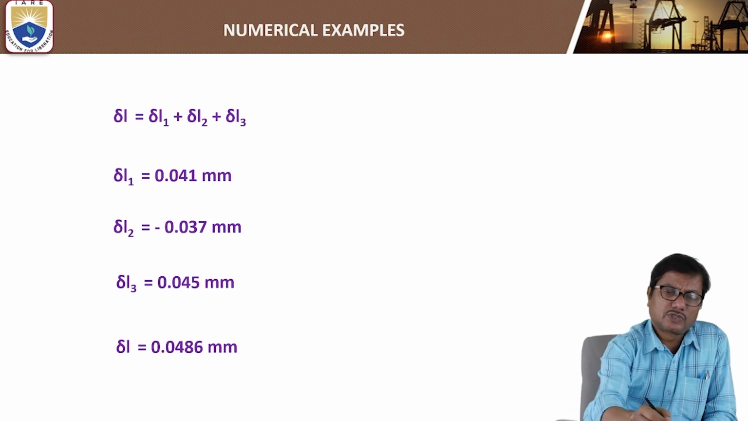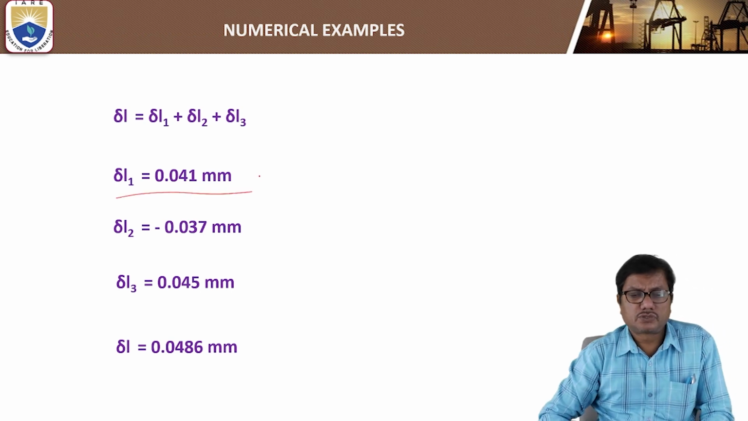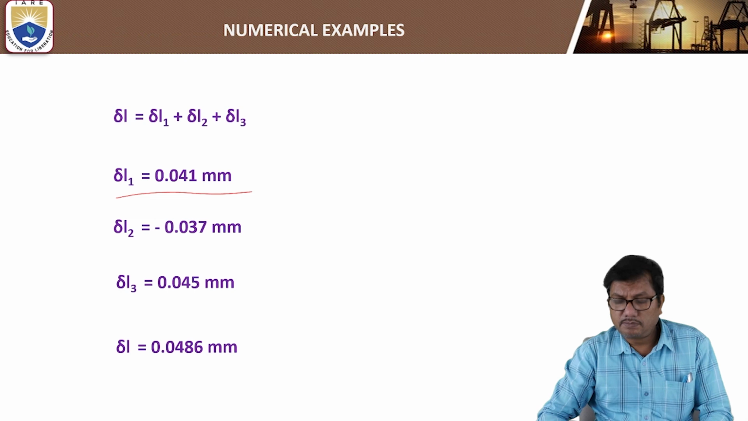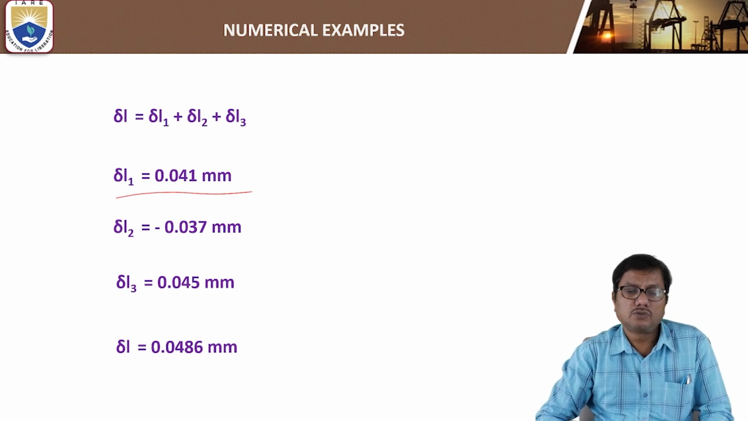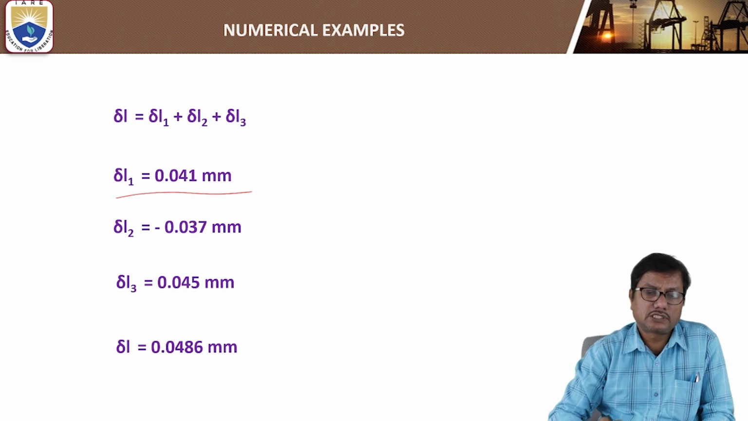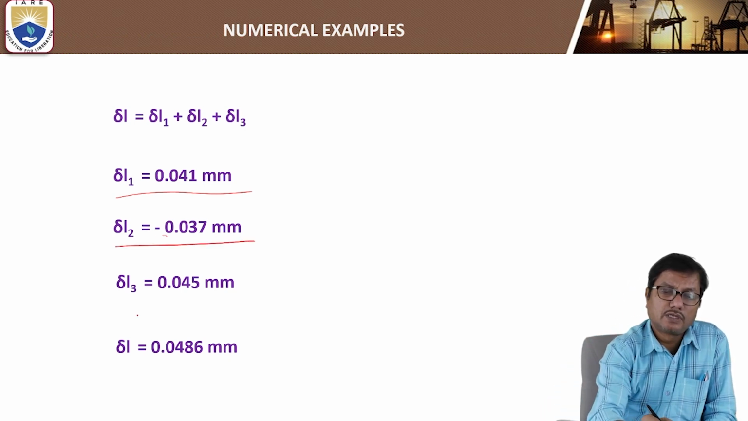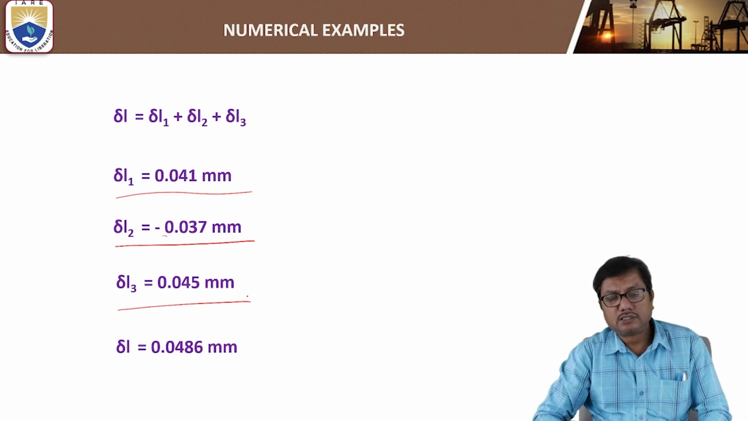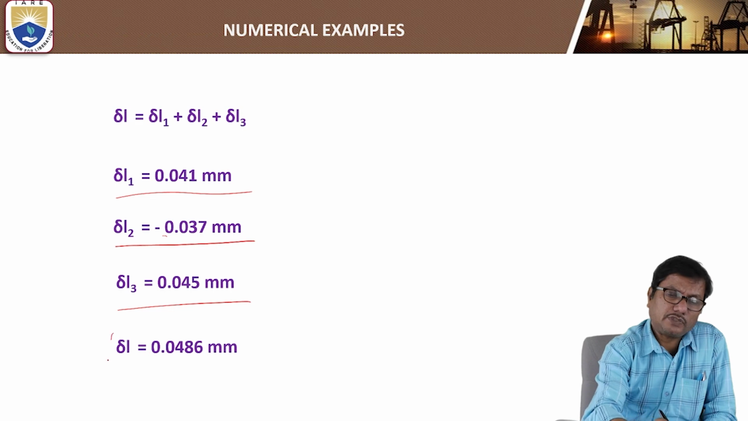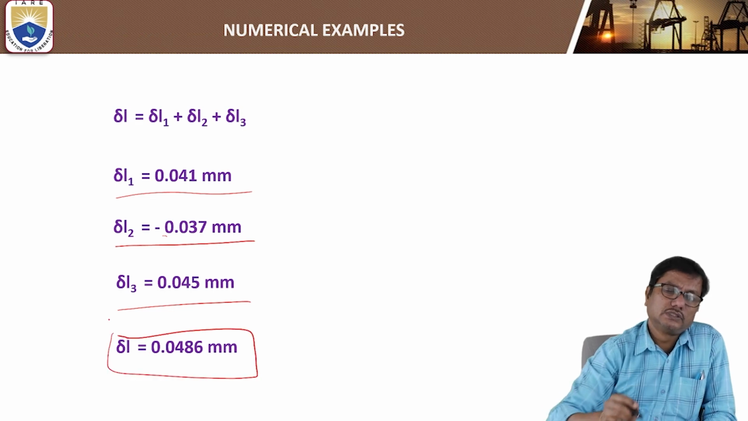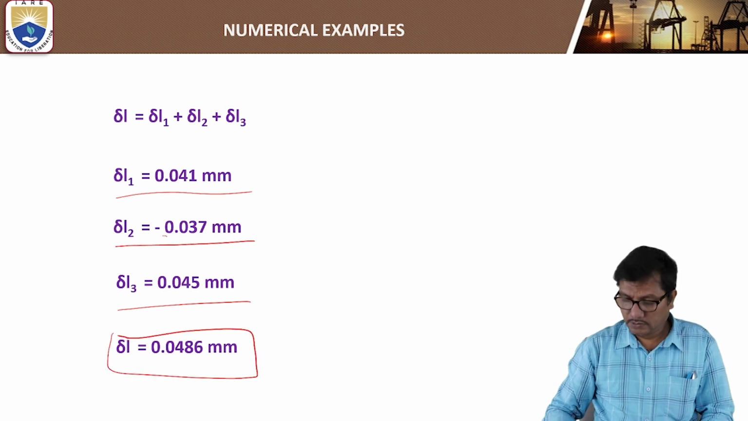So by substituting the values, you will get delta L1 0.041 mm, delta L2 minus 0.037 because it is a decrease in length, and delta L3 0.045 millimeters. So the total change in length.